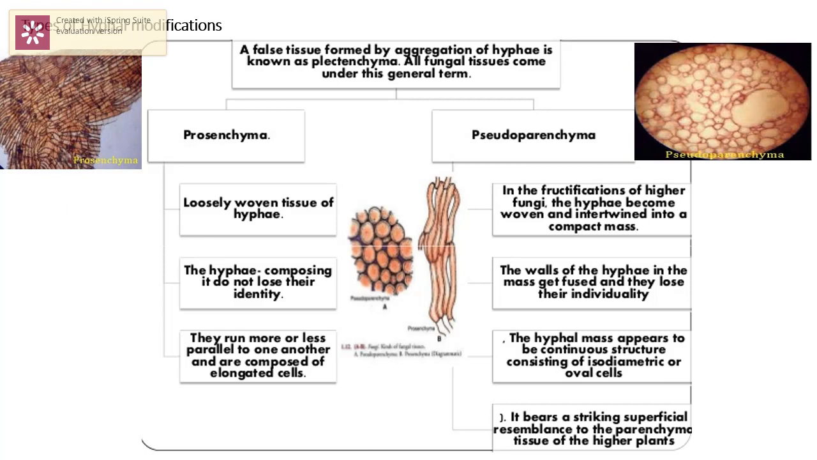In the prosenchyma, the hyphae run more or less parallel to one another and are composed of elongated cells. In pseudoparenchyma, the hyphal mass appears to be a continuous structure consisting of isodiametric or oval cells. This is first and second. Third, fourth, fifth, we will discuss each and every important hyphal modification in this video. So these are the main two hyphal modifications, pseudoparenchyma and prosenchyma.